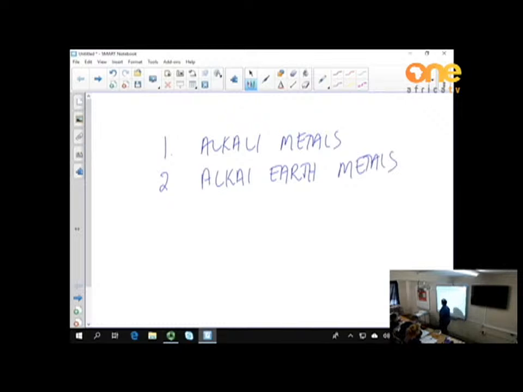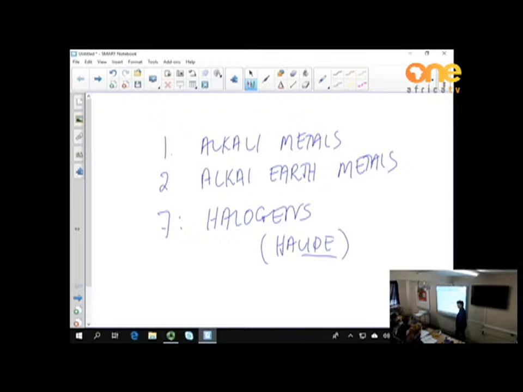We don't bother with the names of the group 3 elements, group 4 elements, group 5 elements, group 6 elements. Group 7 elements are known as the halogens, and then just remember what a halide is. Yes, it's in the compound form, usually the ionic halogen.